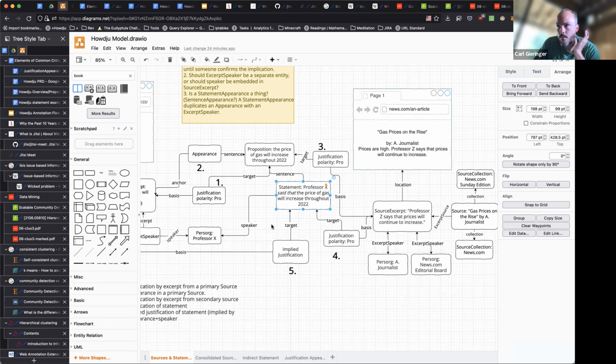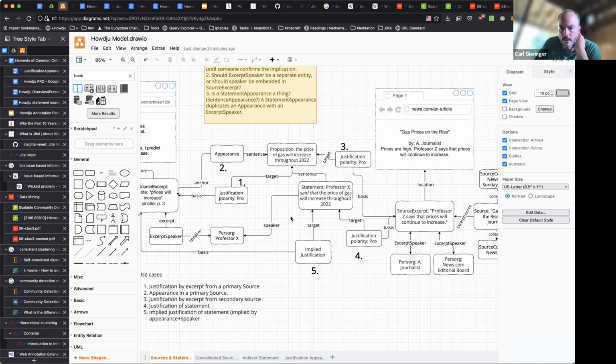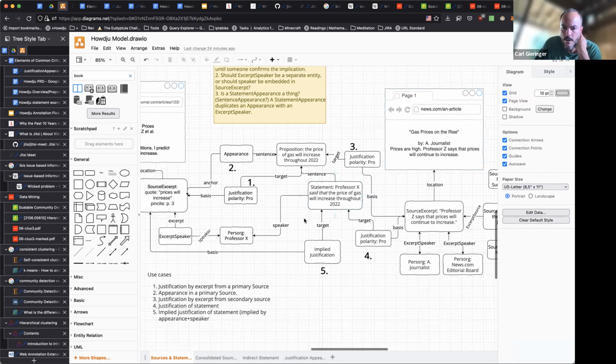And that's, I think, why statements do need to be separate from just these appearances and justifications. I guess that didn't come up so much in our conversation. I was trying to figure out if statements were necessary, and I think they do need to exist independently.